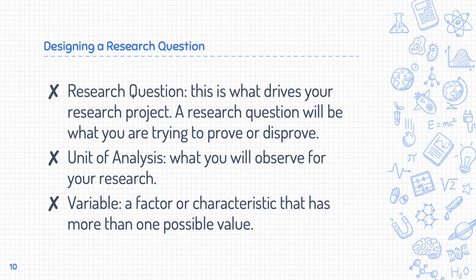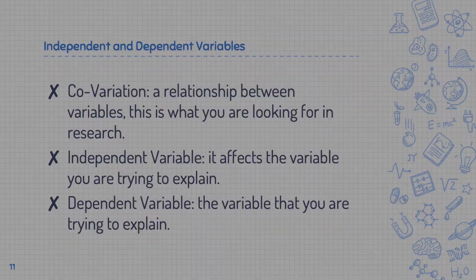And so let's say you create a research question, and your research question is something like, does drug use have an effect on income, yearly income? You would then have to figure out who are you going to analyze to supplement this research question, to try and answer this research question. This is your unit of analysis. Next, you would need to find your variables. A variable is a factor or a characteristic that has more than one possible value.